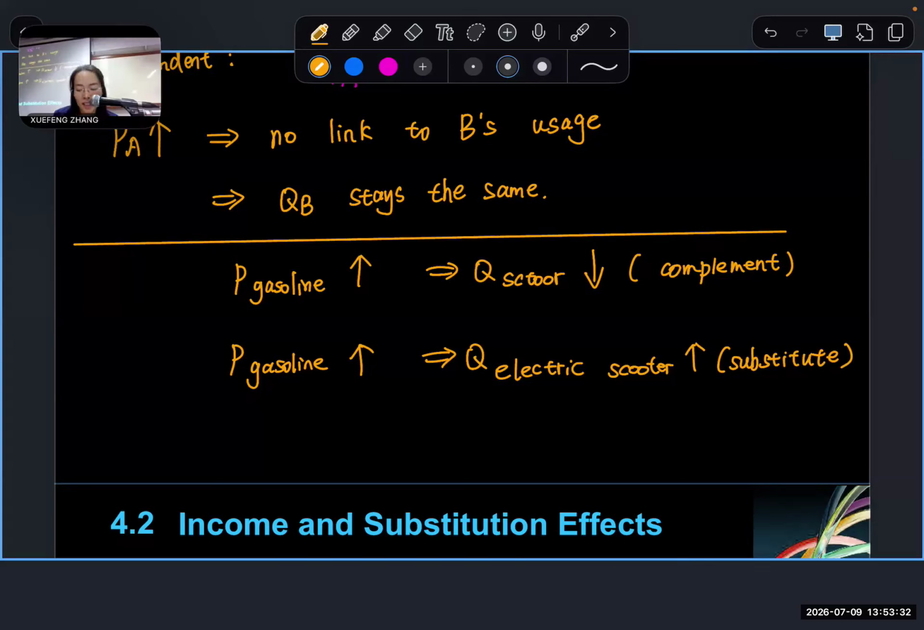Anyone use an electric scooter or EV car? Okay, so we'll use the traditional one. Okay, traditional scooter.